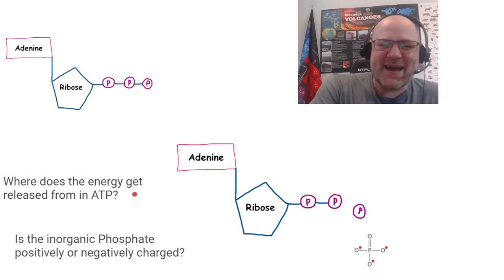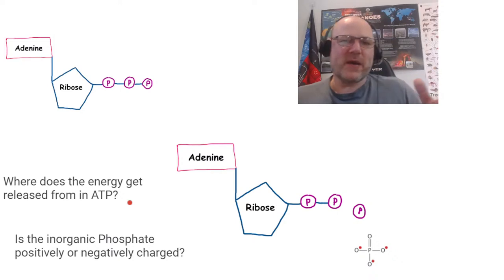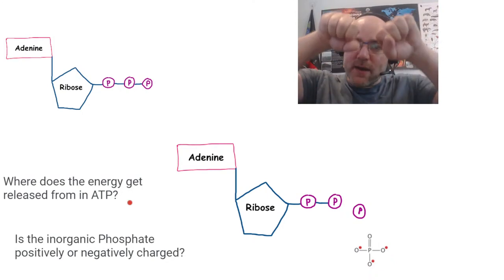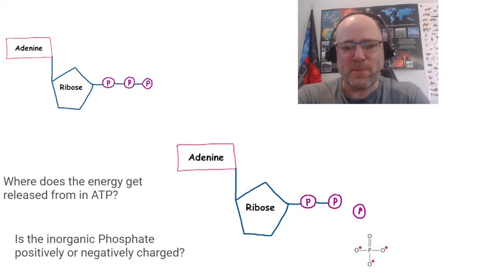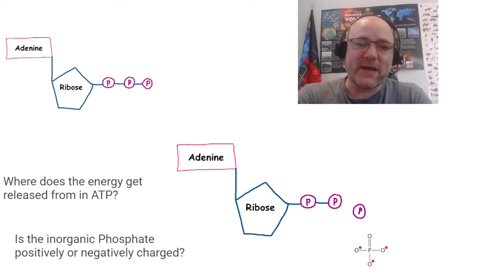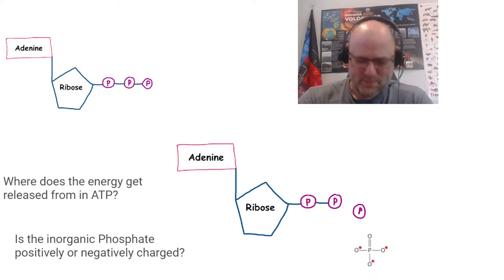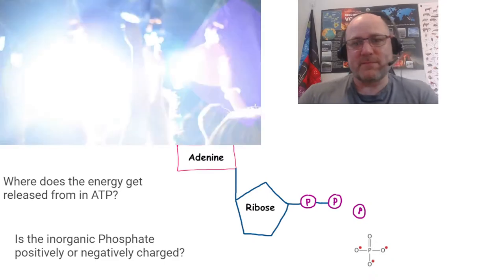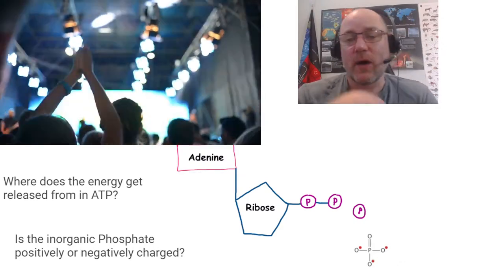Right, where does the energy get released from ATP? So this question here is basically saying, how does ATP release energy? Well, when ATP breaks down into ADP, anyone guess what ADP stands for? If ATP stands for adenosine triphosphate, what do you think ADP stands for? Yeah, adenosine diphosphate. Well done if you got that.